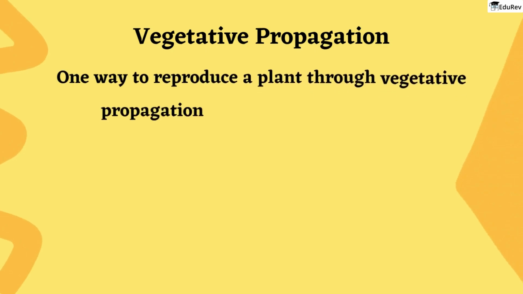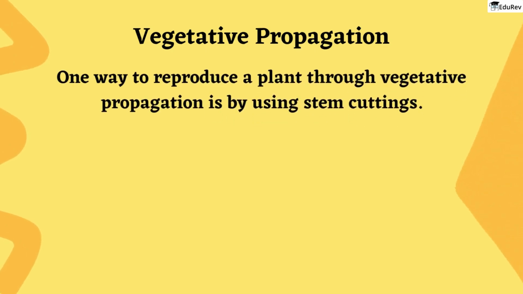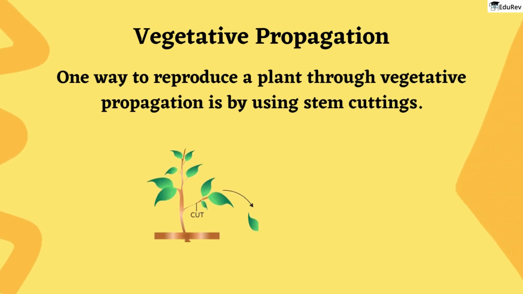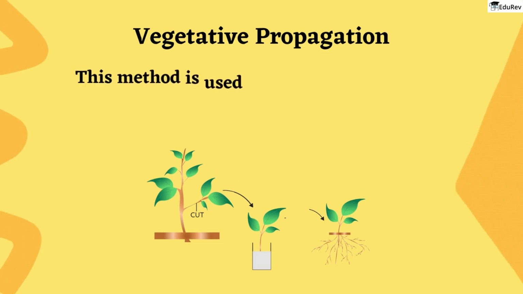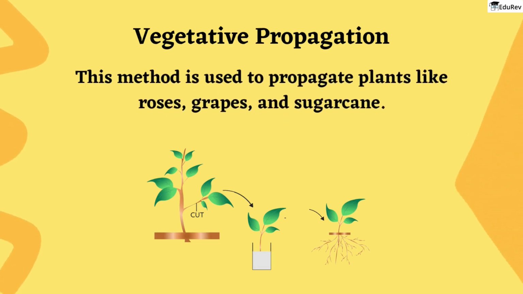One way to reproduce a plant through vegetative propagation is by using stem cuttings. By taking a small piece of stem with a bud on it and planting it in soil, a new plant can grow with identical characteristics to the parent plant. This method is used to propagate plants like roses, grapes, and sugarcane.